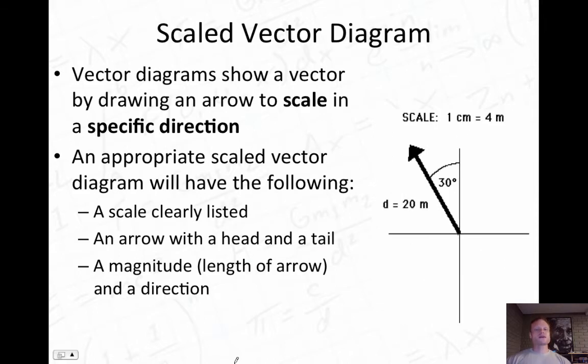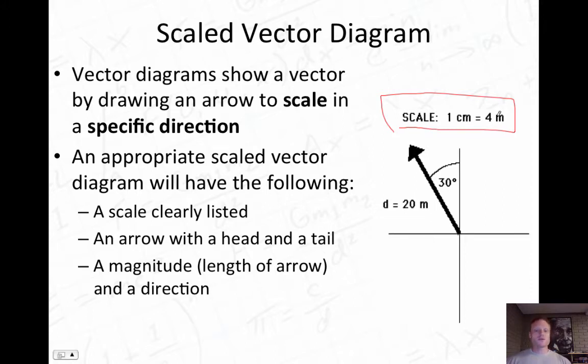So the first type of vector diagram I want to talk about is something called a scaled vector diagram. And vector diagrams basically show a vector, which is this arrow right here, drawn to scale in a specific direction. And you can see the scale is listed right here. The scale is 1 centimeter equals 4 meters in real life. That's kind of like a legend on a map. If you say, oh well, Milwaukee is 4 inches on the map from Racine, how many miles is that? Well, we'd have to use the scale on the map to figure that out.